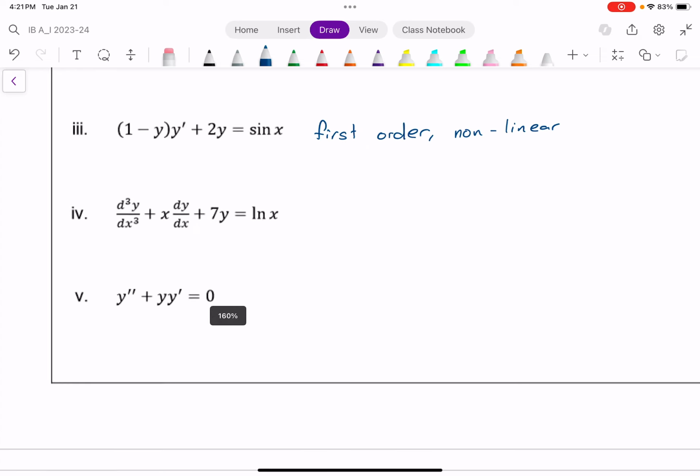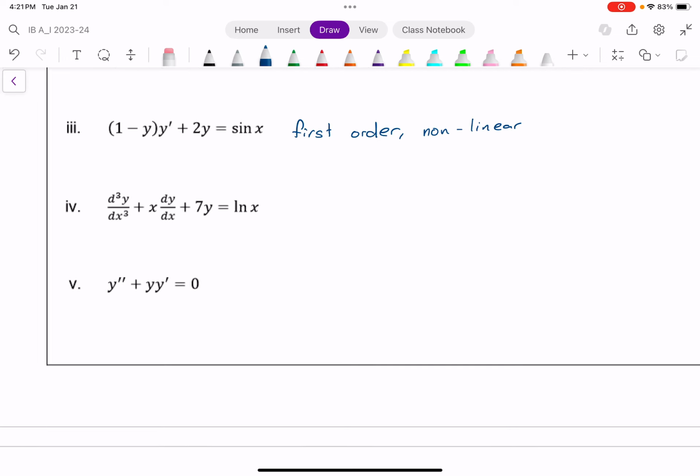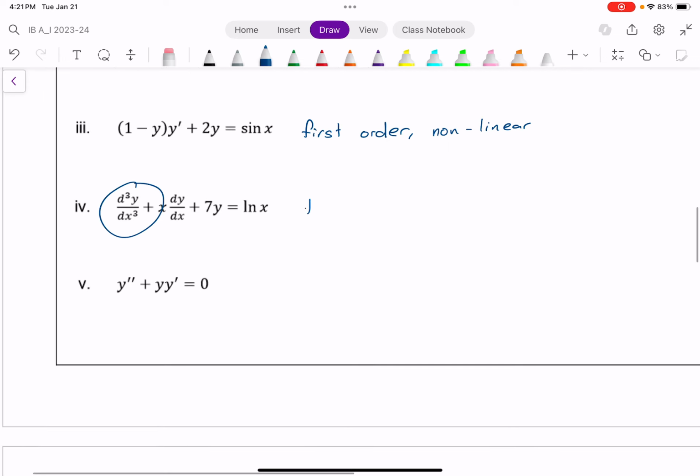If I look at this fourth one here, this is a third order. Fancy. Is it linear or nonlinear? It is linear because if we look, we have x times the derivative of y, we have 7 times y. We don't ever have y times itself or y times its own derivative. And so this is linear.